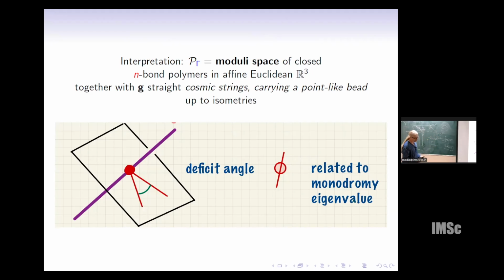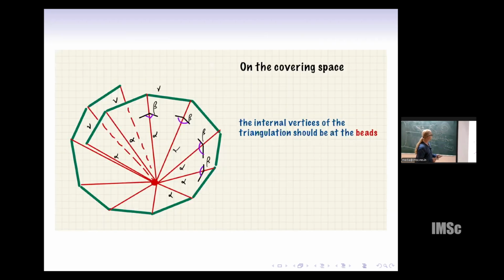A choice of the cosmic string is a position of a straight line in three-dimensional Euclidean space. A straight line has 4 parameters, 2 for the orientation, and 2 for the position in the plane transverse to this orientation. And now I'm adding 2 more parameters, which are the center and the deficit angle, so the mass of the particle which moves. So that's the proposal for the interpretation of the phase space for these general graphs. And then the internal vertices of the triangulation should be at the beads.